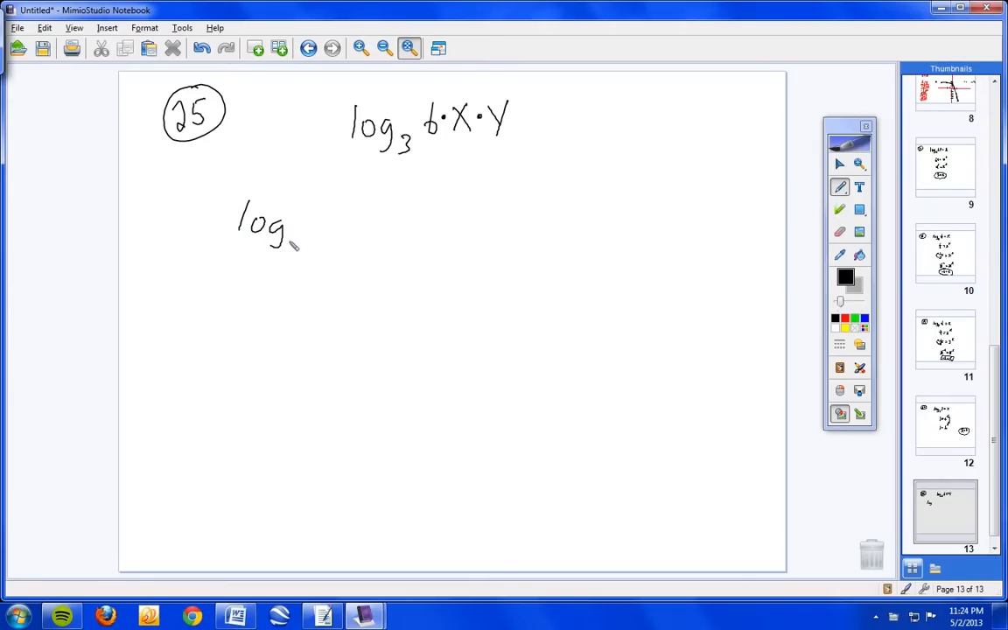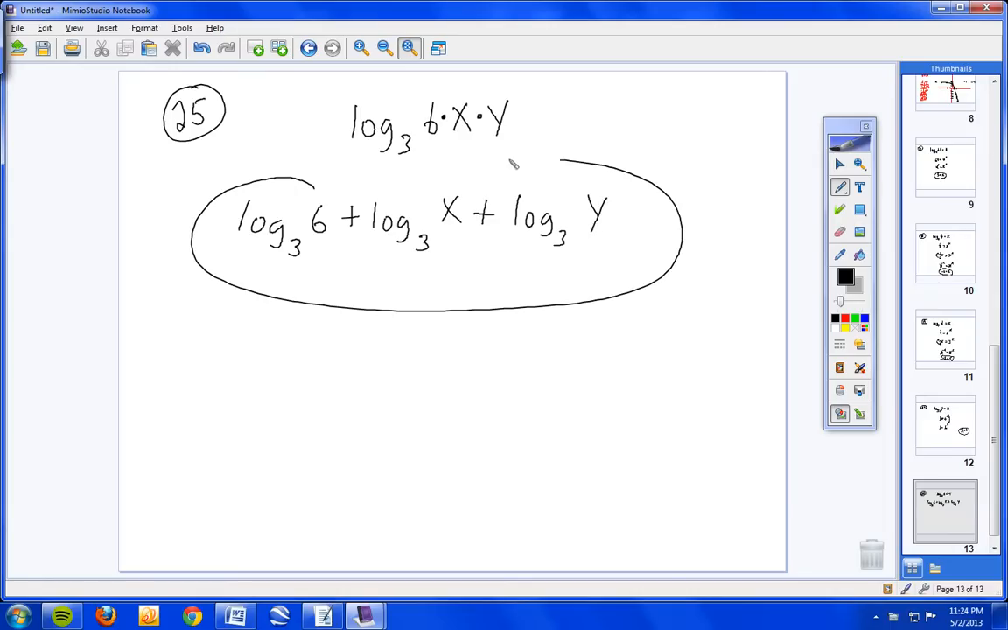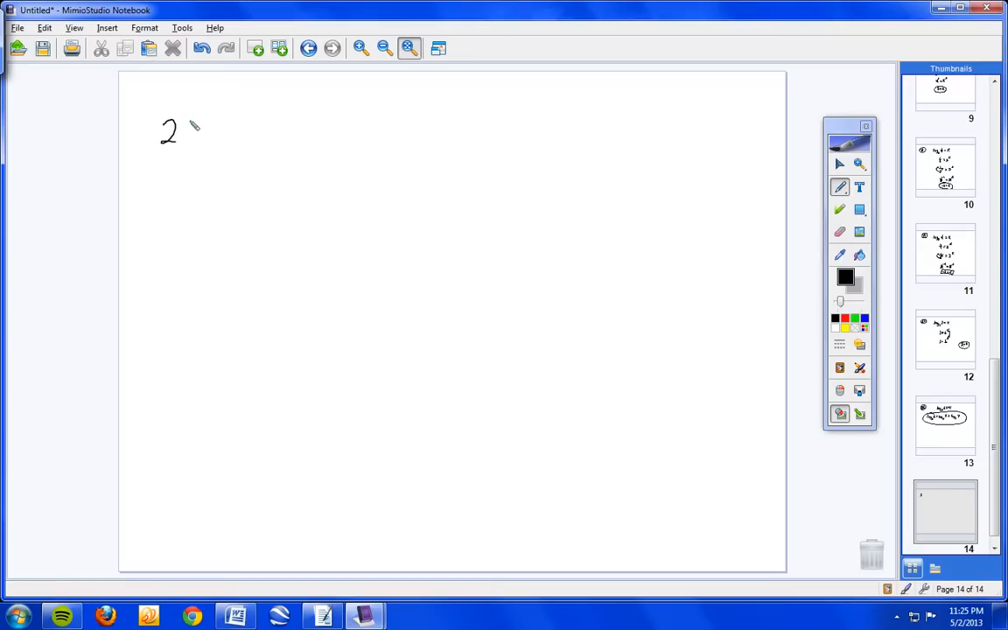So what I've taught you to do is you can break this thing up into 3 logarithms. Okay, so log base 3 of 6 plus log base 3 of x plus log base 3 of y. That's called expanding. You made it bigger. Whenever your argument 6xy, whenever your argument is multiplying, you can split it up into a bunch of different logs that are adding.